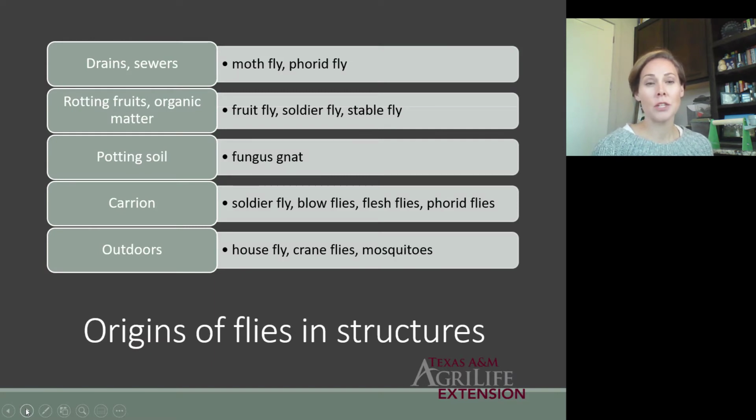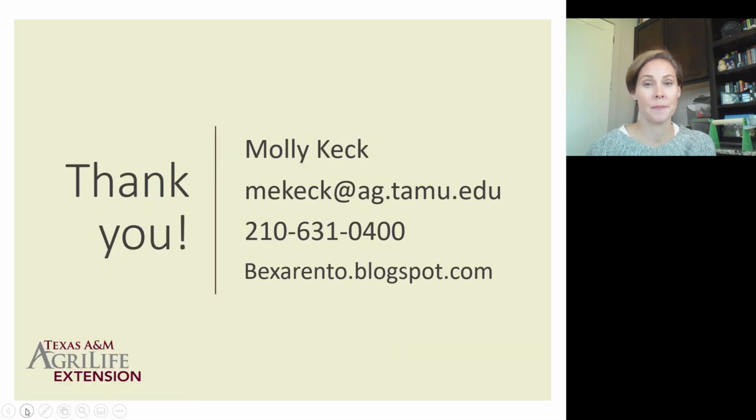Again, I'll just remind you of, show this slide one more time of the origins where flies are found in structures. That way, if you have an issue with these flies, you know kind of what location to look for. So drains and sewers is where you want to look. Rotting fruits and organic matter, potting soil, carrion, garbage, just rotting materials is what they're feeding on. These are flies. They like trash. So that's what you're looking for to try to find the source, eliminate it, and reduce the pest issue.